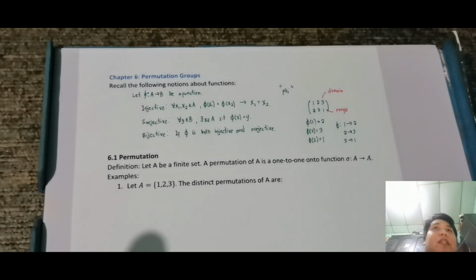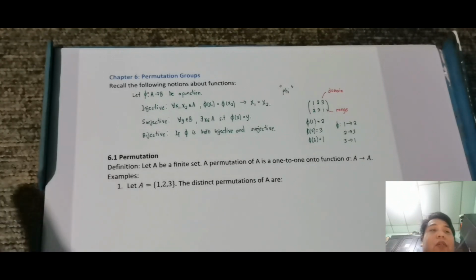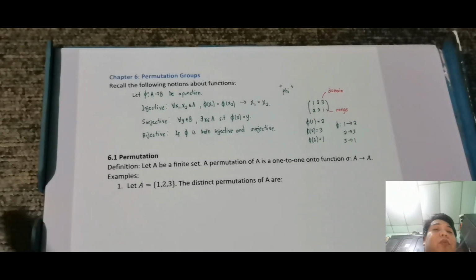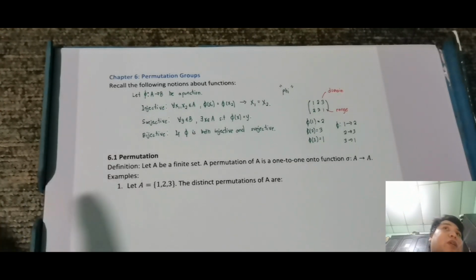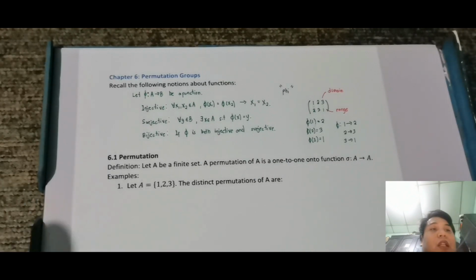Kung naalala nyo last time, sa dihedral group, we fixed na yung mga numbering na ginagamit natin is 1, 2, 3, 4, and so forth. Dito sa permutation group, pwede kasi natin ibahin yung set. For example, let A be the set containing a, b, and c. Pwede rin naman natin siyang gamitin sa dihedral group, kaso mas ginagamit lang talaga yung mga number.